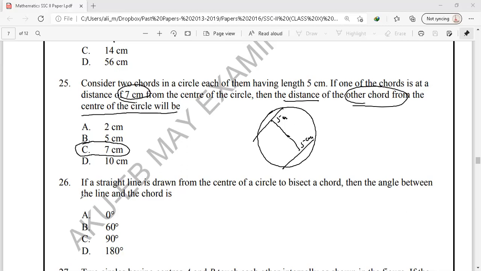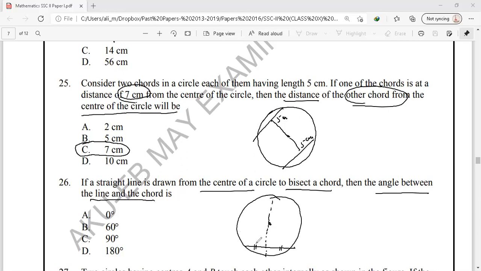In question number 26, a straight line is drawn from the center of the circle and it bisects the chord. So for example, we have a circle, we have a center, and we have a chord. Let's say this is the line. This line passes through the chord as well as the center of the circle, and it divides this chord into two equal parts. So we have to find the angle between the line and the chord.